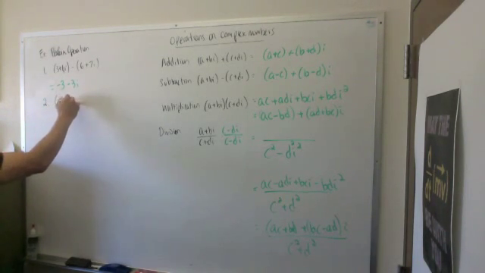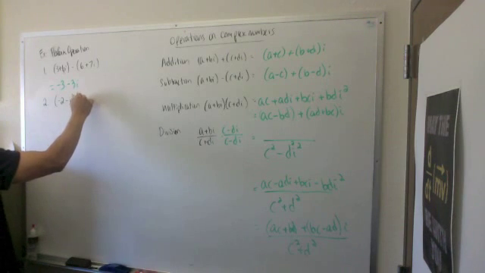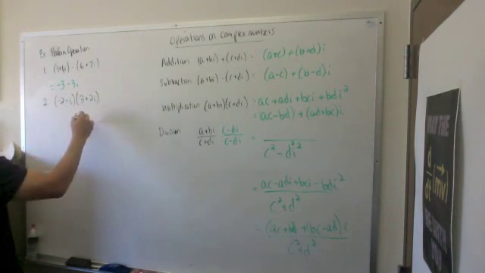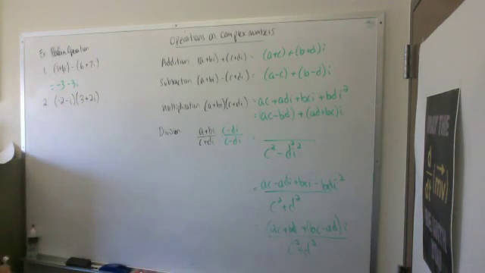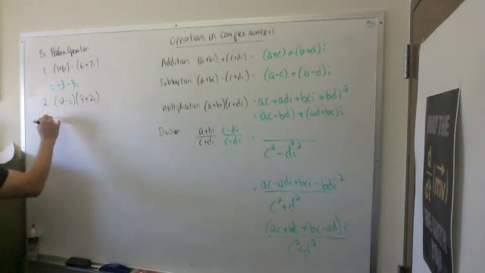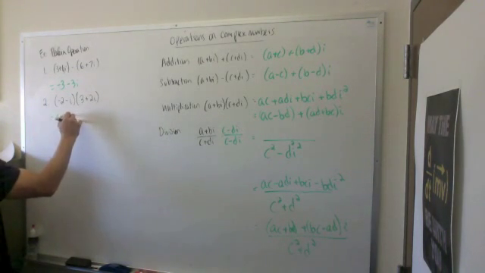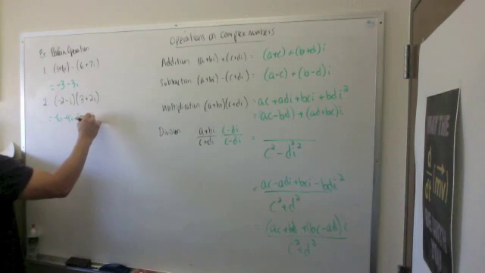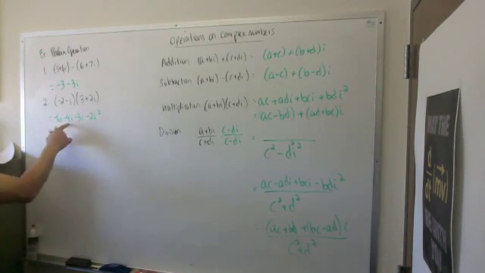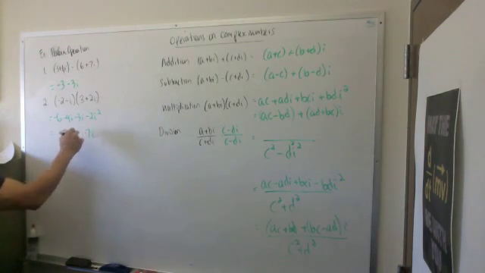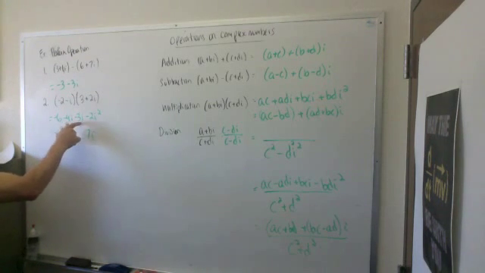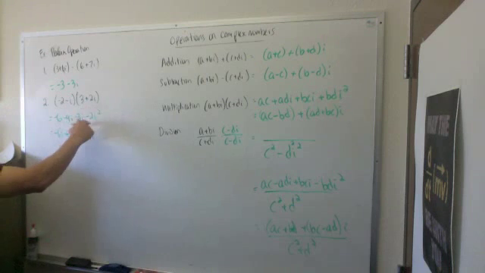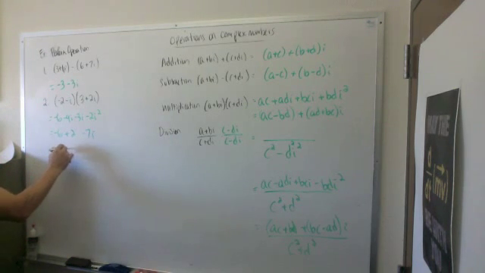That's subtraction. Suppose I have a multiplication problem. Negative 2 minus i times 3 plus 2i. Well, we FOIL. If I FOIL, I'll get negative 6 minus 4i minus 3i minus 2i squared. Negative 4i, negative 3i is negative 7i. So negative 6, negative 7i. i squared is negative 1, so this becomes plus 2. So it's negative 4 minus 7i.